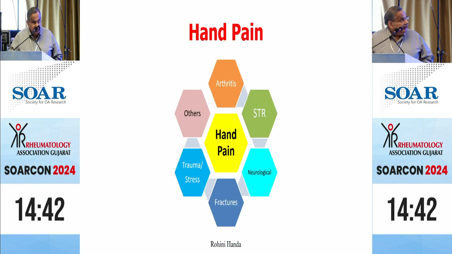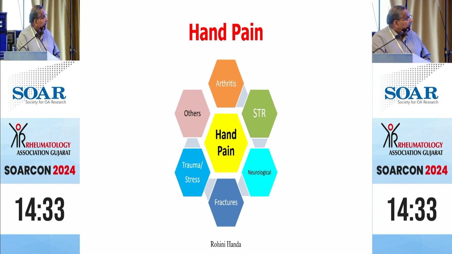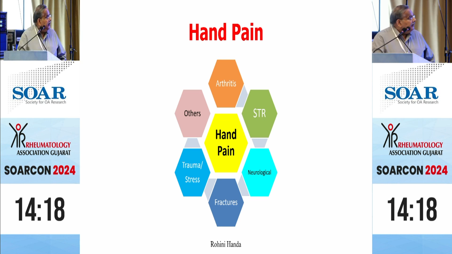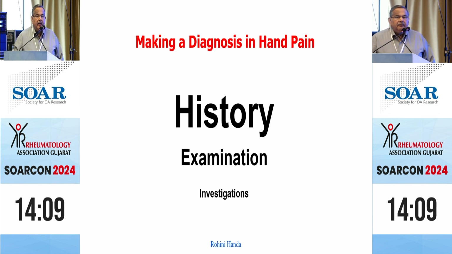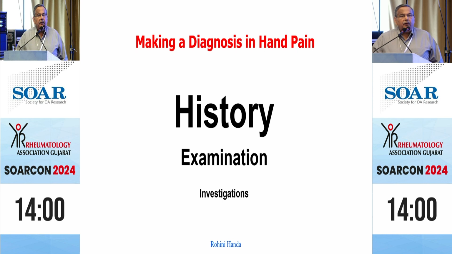If you look at causes of hand pain, you have myriads of causes which could range from arthritis, soft tissue rheumatism, neurological causes like carpal tunnel syndrome, and then you have trauma, repetitive stress injury, fractures, and multiple other causes. But the clinical approach to hand pain is fairly simple. Three things go into the making of a diagnosis of hand pain, and it is the basic tenet that we follow day in and day out.